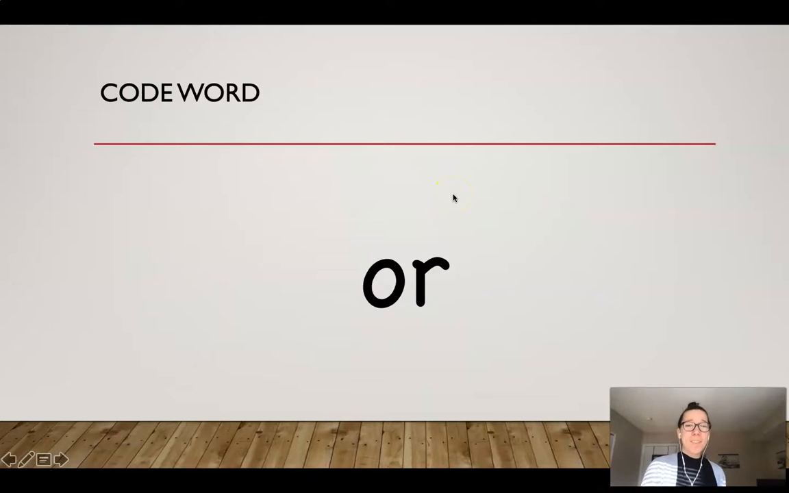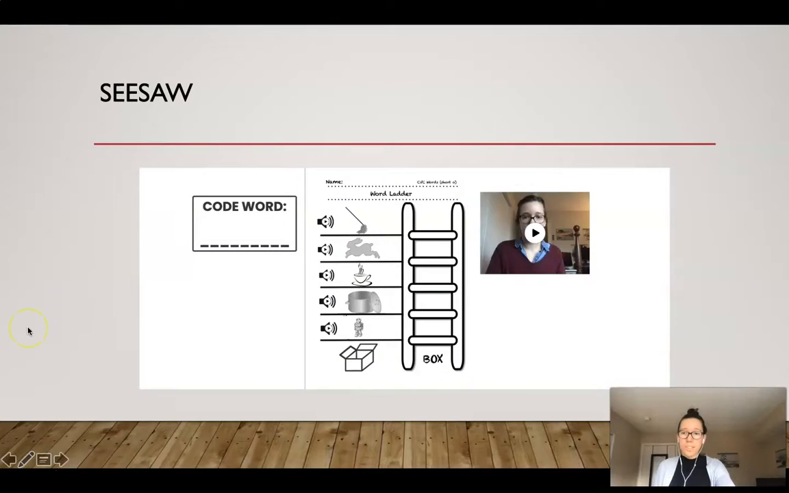Great job, friends. Our code word today is or, O-R, or. If I were to use this word in a sentence, I might say, do you want chocolate or vanilla ice cream? Or, O-R, or. So our Seesaw activity today then, friends, is going to look like this.